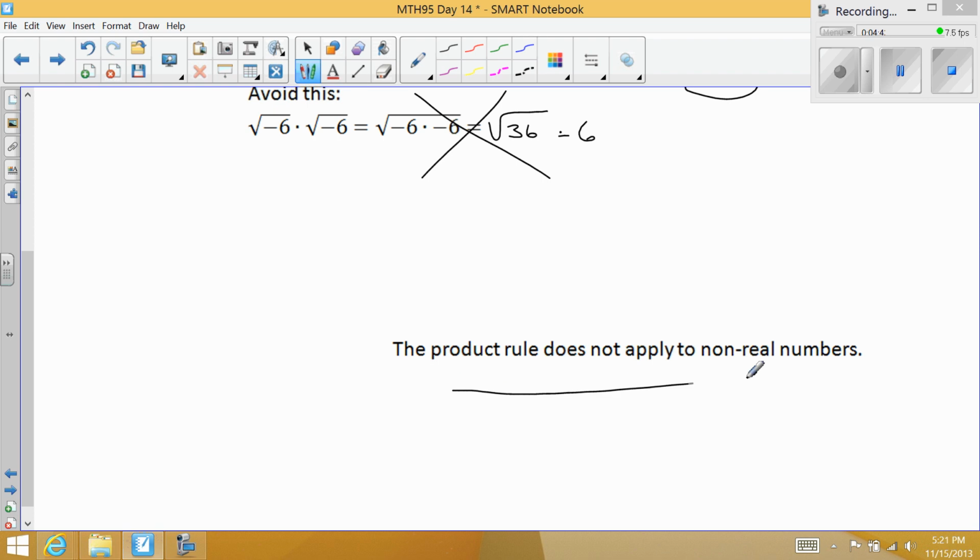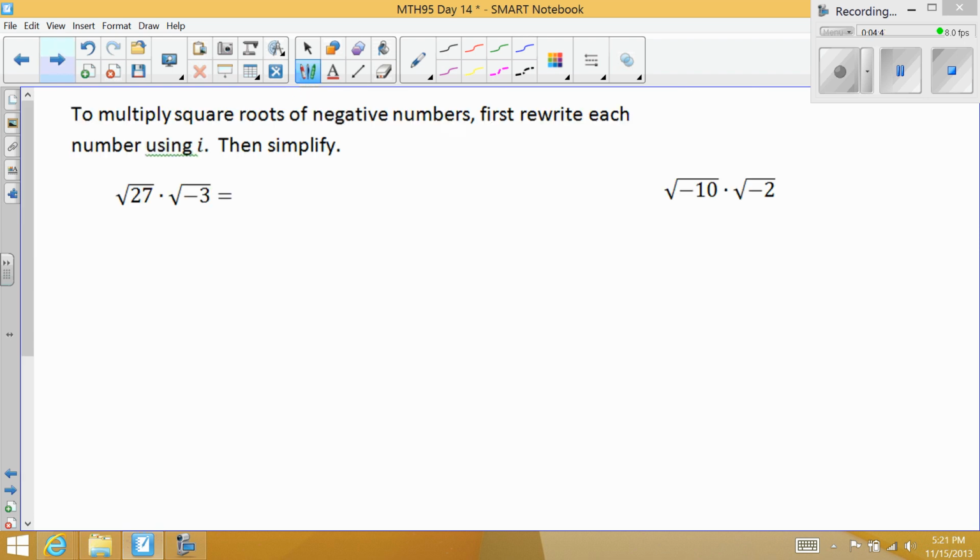So, product rule does not apply to non-real numbers. To multiply square roots of negative numbers, we're going to first rewrite everything using i and then simplify. So what we need to do is fish that square root of a negative out of there. And again, doing it the long way, negative 3 is 3 times negative 1. Then we can pull this apart. Square root of 3 times the square root of negative 1.